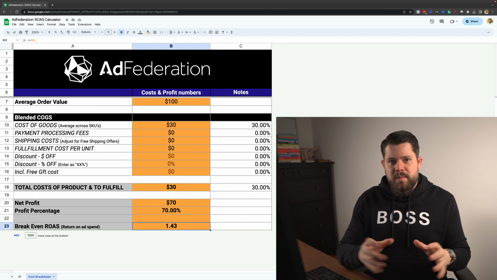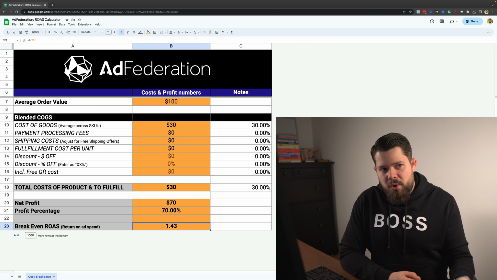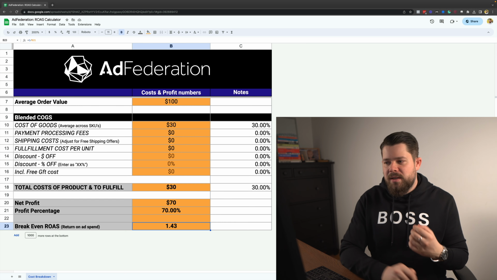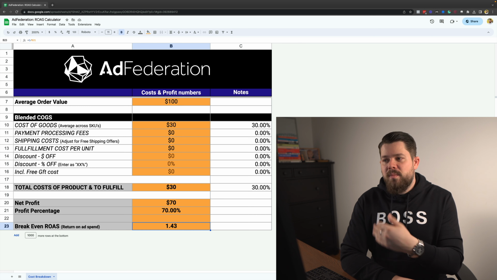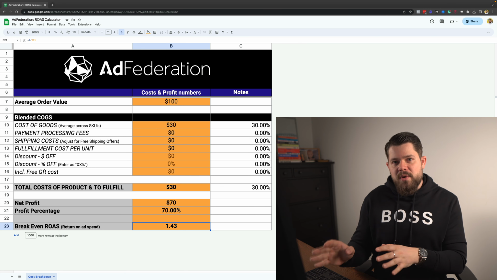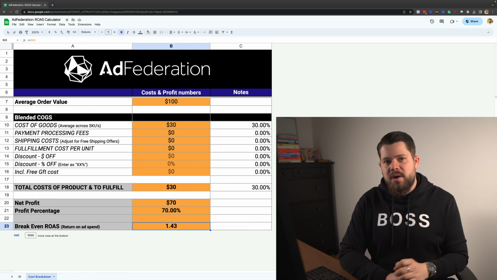And why do I actually want to mention ROAS, right? ROAS is the most important metric. It only matters what's your ROAS, right? Because a lot of people want to measure themselves with other people's ROAS, but everybody has different production costs and a different product price, right? So let's say that 1.43 is a very healthy ROAS, right?